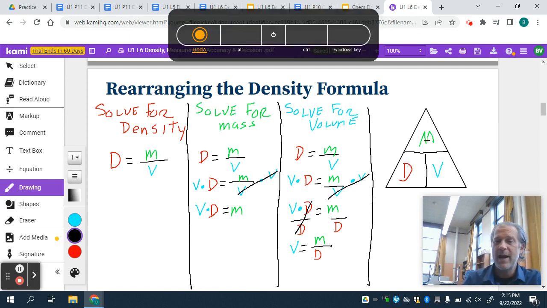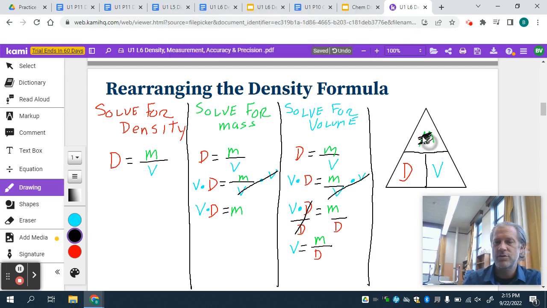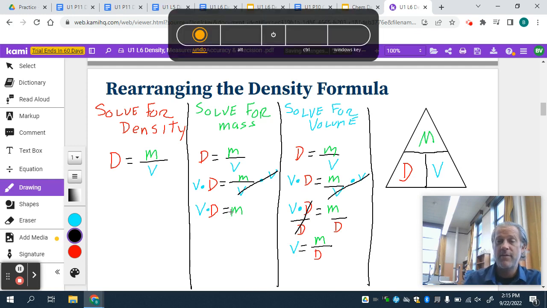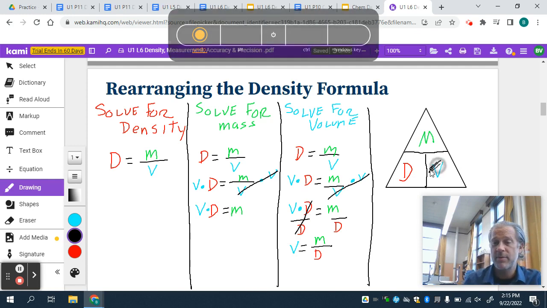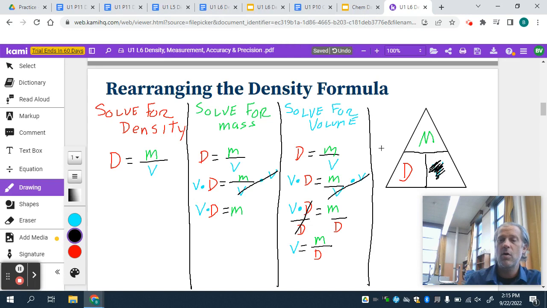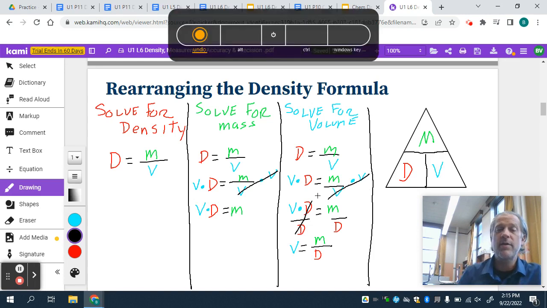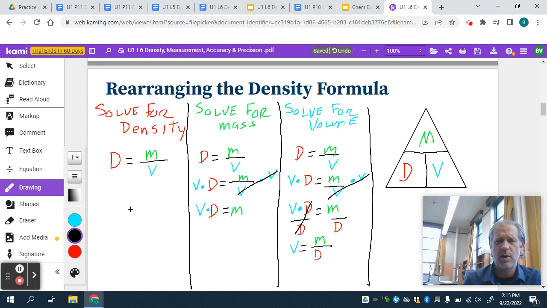If I want to solve for mass, I'm just going to cover up mass, and I'm left with density next to volume, which looks like density times volume. That's the same as volume times density is equal to mass. And if I want to solve for volume, I cover up the volume like so, and I'm left with mass over density, which means I'm going to divide. So this is the triangle of fun that we use for density, and it works pretty well when we're trying to do problems.